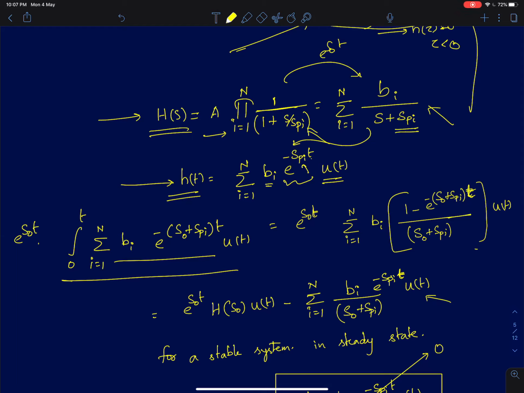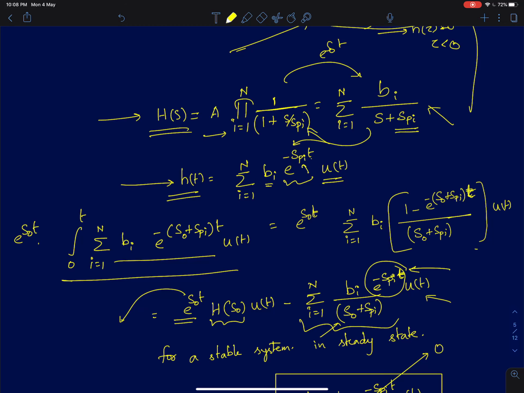You will actually get two terms. The first term is simply e power s naught of t into h of s naught, which is your Laplace transform evaluated at s naught, which is what we got in the last lecture. And we also have a second term here. This is entirely determined by the poles of the system. So you have a sum of exponentials multiplied by some constants, and the exponents of these exponentials are all the poles of this system.